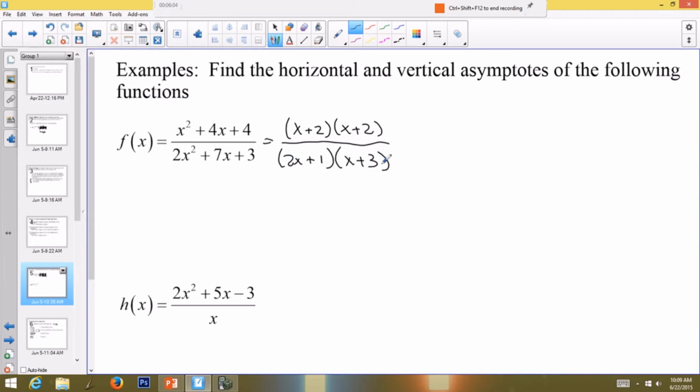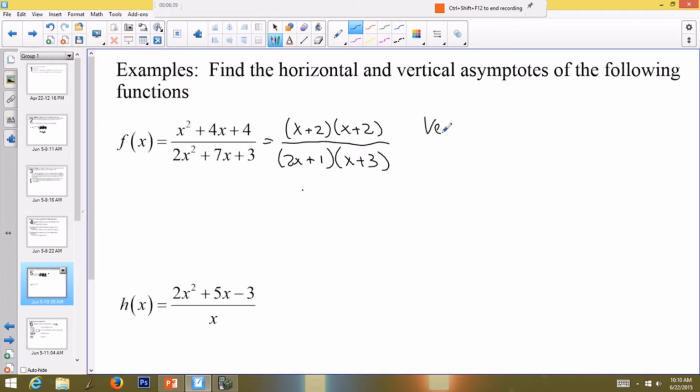I think that'll work. 2x times 3 is 6x. 1 times x is 1x. That'll give me my 7. 1 times 3, and then 2 times x. So I have that. So now when I look at this function right here, I notice that none of these things cancel out. None of the factors cancel with another factor. So in both instances, the value for x that makes this factor equal to 0 and the value for x that makes that factor equal to 0 are both going to cause me to have vertical asymptotes.